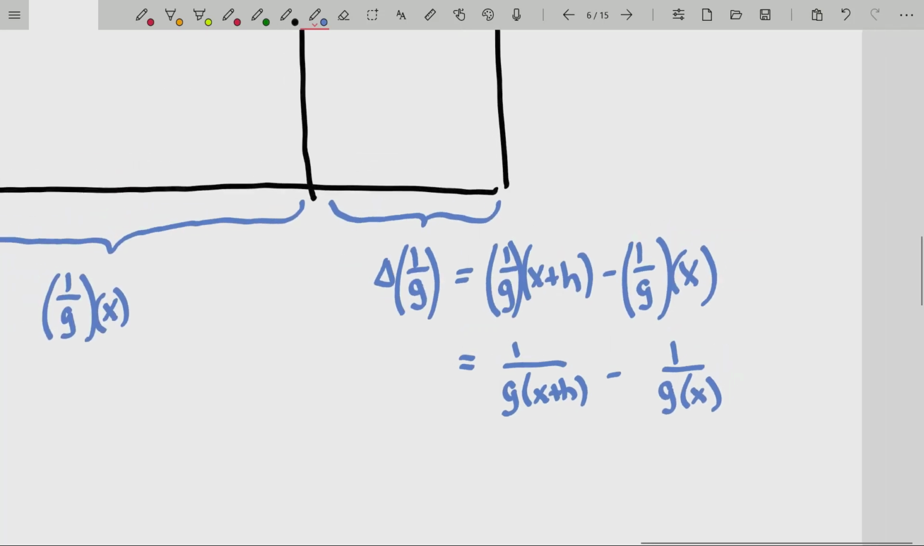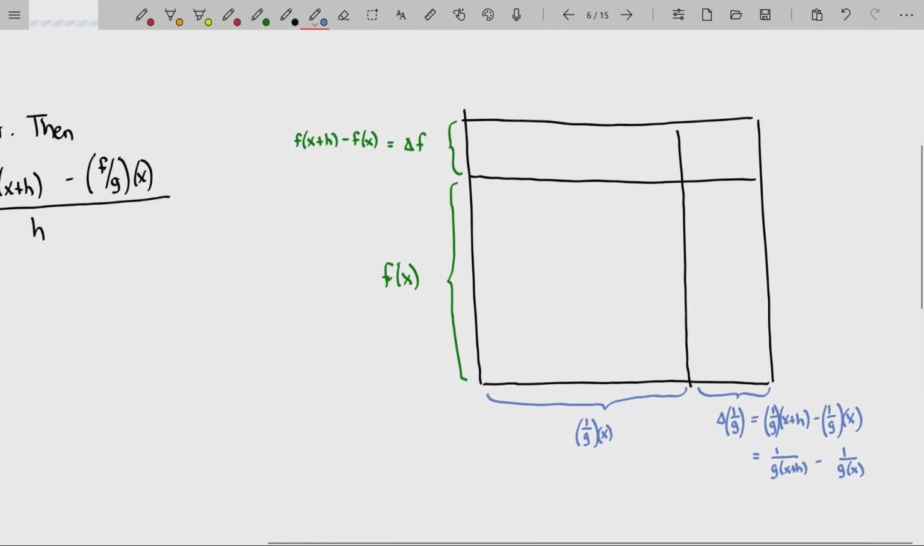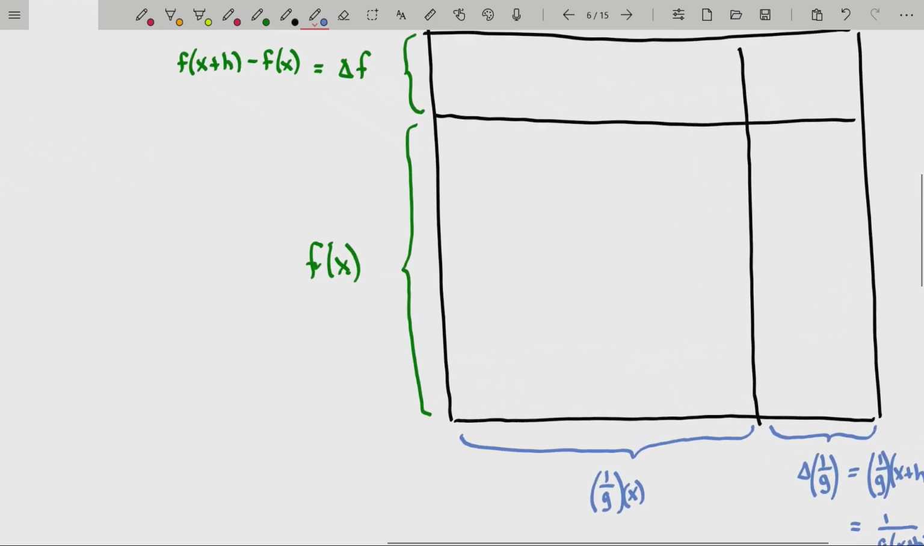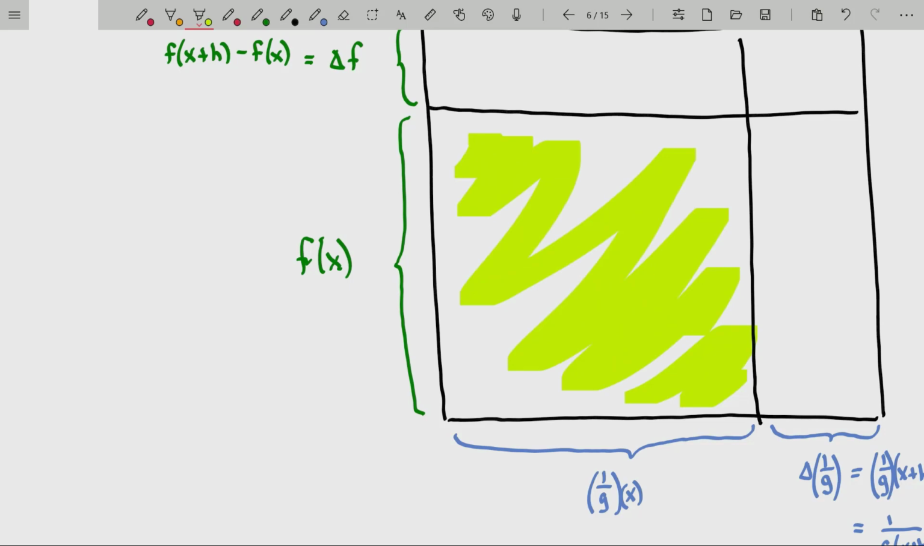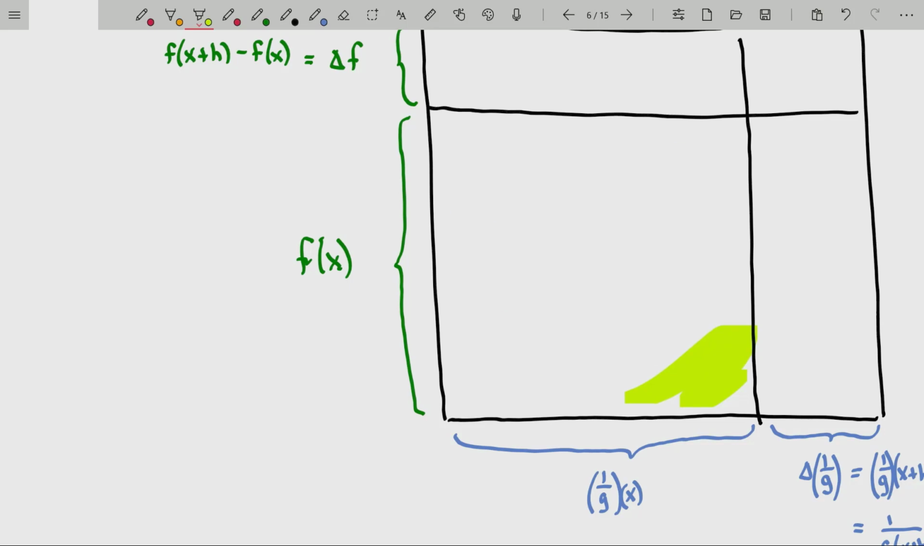That's going to be critical for the rest of this proof, as I found when I was trying to scrawl out what this proof would look like. Let's talk about areas now, just like we did with the previous proof for the product rule. The area of this lower left rectangle is just going to be the product of f and 1 over g. That area is going to be f over g, of x, but I'm not going to write that in there.